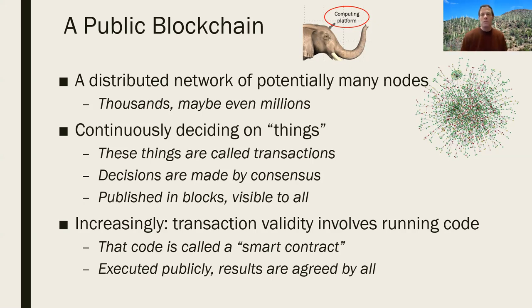The nodes' job is to continuously decide on things. These things are typically called transactions, and the decisions are made by consensus, and then they're published in blocks and are visible to all. Increasingly, deciding whether a transaction should be in the block or not, whether it satisfies the rules, involves running some code, and that code is typically called smart contracts. The thing about public blockchains is that the contract is executed publicly and the results are agreed by all.